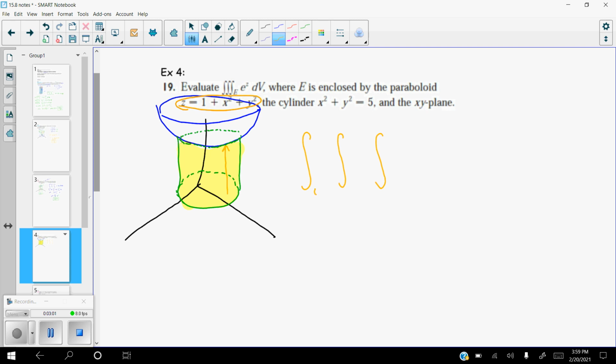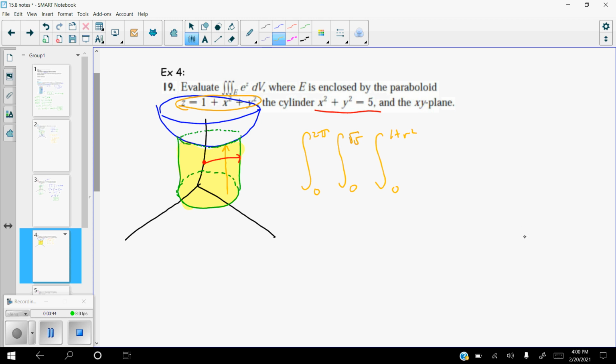So again, it's circular, so it's going to go 0 to 2 pi for theta. The r is only going to go from the center here out to the edge, and it looks like that's going to be the square root of 5 according to that equation right there. So we're going to go 0 to the square root of 5. That's our r part. And then z is going to go from z equals 0, that's the xy plane, up to z equals 1 plus x squared plus y squared. Again, x squared plus y squared is r squared, so that's 1 plus r squared.